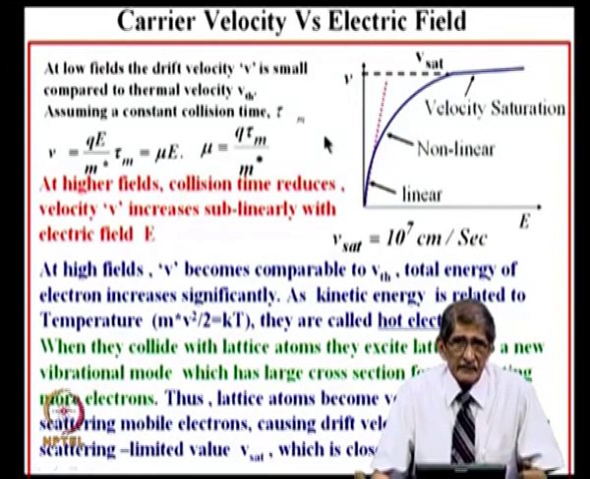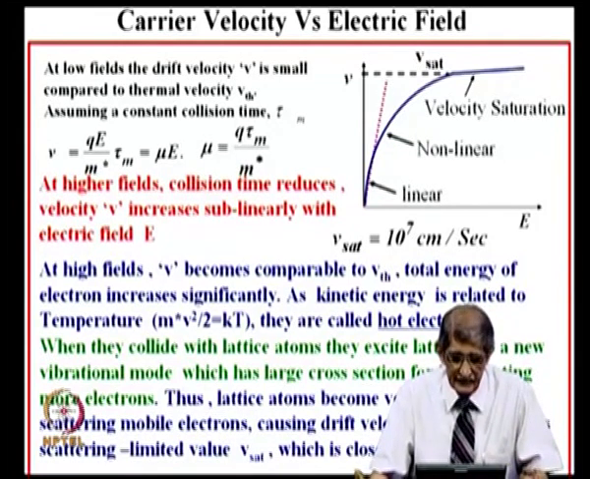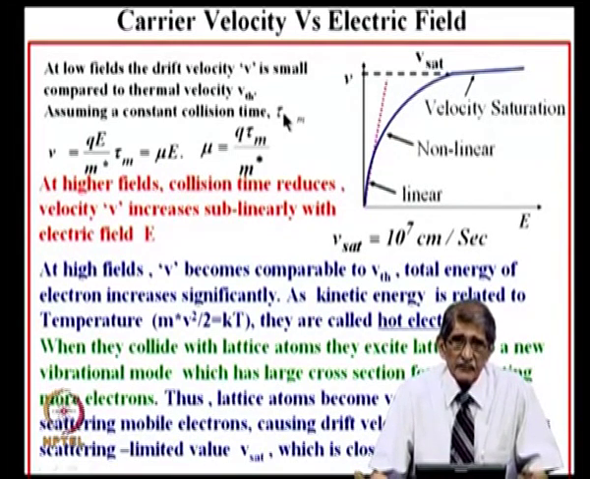Now, in thermal equilibrium, when you do not apply an electric field, the free electrons are moving in random directions because they have thermal energy. They move with the thermal velocity, which is about 10 to the power of 7 centimeter per second. Even though they are moving, there is no current flow because they are in random motion and each of them cancels in all the directions. So, there is no net current flow.